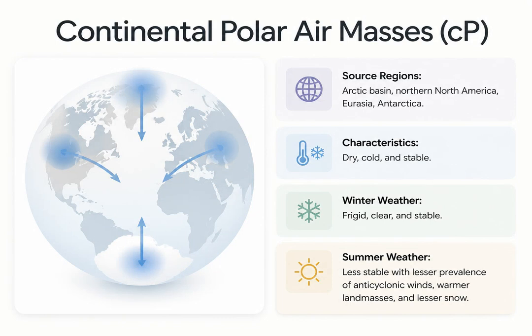Let's break down the specific types of air masses, starting with continental polar, or CP. They originate over the Arctic Basin, northern North America, Eurasia, and Antarctica. They are characterized by dry, cold, and stable conditions. In the winter, they bring frigid, clear weather. During the summer, as the land masses warm up and snow melts, these air masses become slightly less stable.